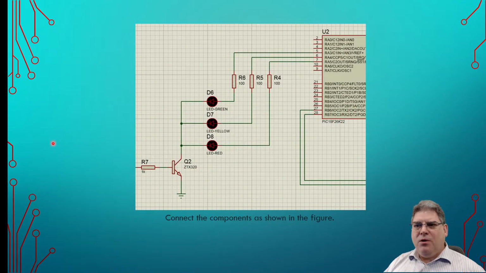Okay, so the first thing that we want to do is lay out our 3 diodes with 3 series resistors. It's important that you get them in the right place. And so you can see I have RA3 here, A4, and A5. So go ahead and drop in the 3 series resistors, change the value to 100 ohms, and then put in your 3 LEDs.